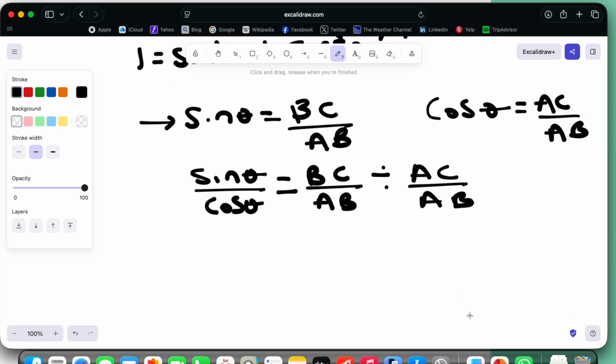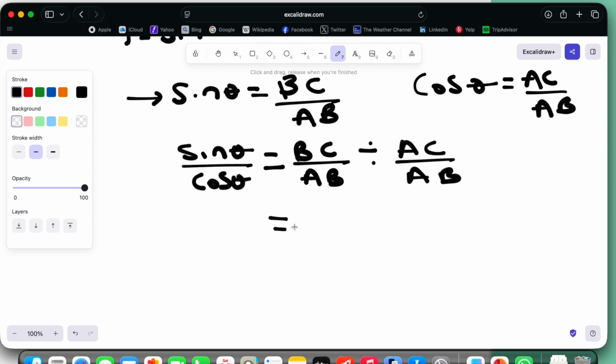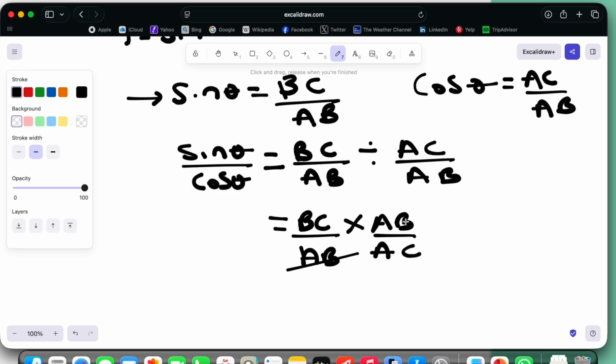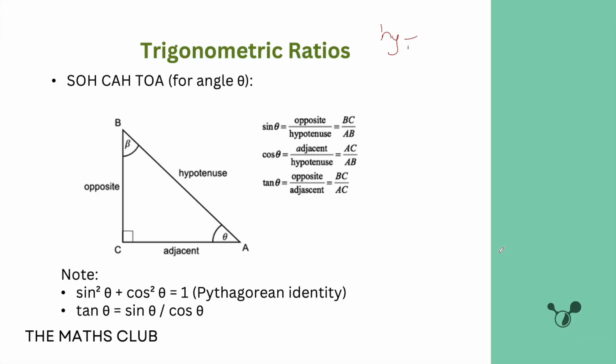And so if I want to solve this, I will just say this is BC over AB. This gets the inverse for me to multiply, times AB over AC. So AB will cancel AB. We'll have BC over AC. And BC over AC is what? BC over AC is our tan theta. So that's why they said sine theta over cos theta is tan theta.